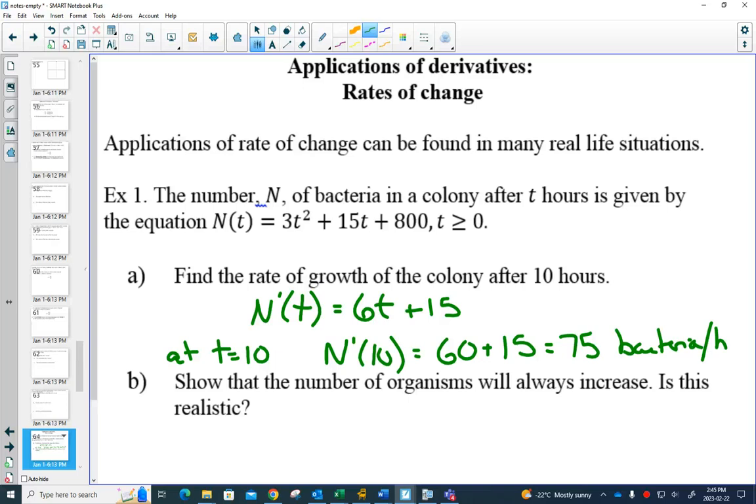So what you could expect is from 10 to 11, that next hour you get 75 more bacteria. That would be the expectation. That's how much it is currently changing at that precise moment.